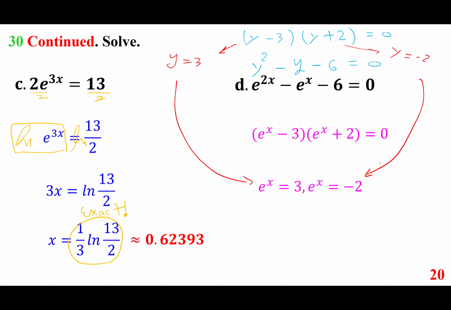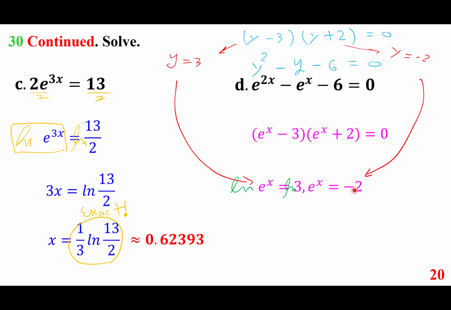And now you want to solve for x. And remember, to do that, you take a natural log of both sides. Let me use a different color. So if I take the natural log, the left side becomes x. Okay. And I get x equals ln 3. And we can write the approximation.